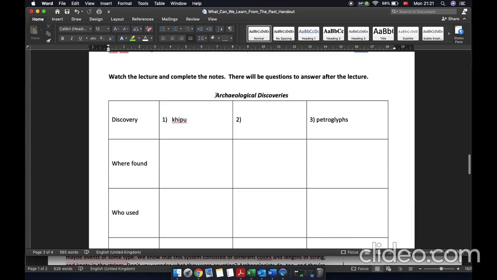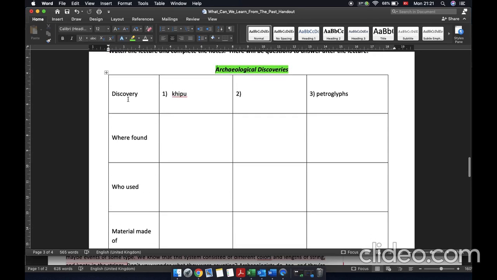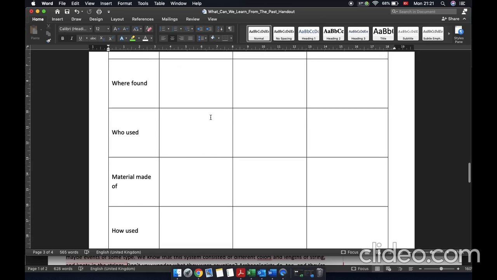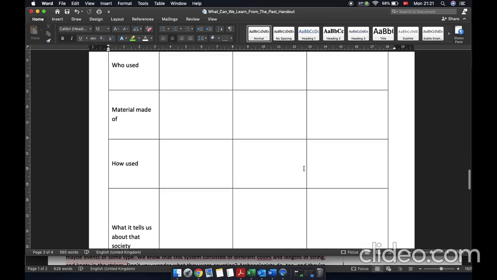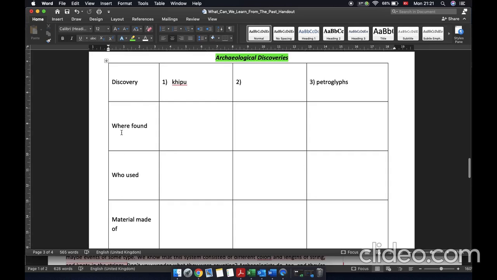the title is Archaeological Discoveries. So we understand that the lecture is about some archaeological discoveries. And here in the first row, you see the discovery. So the first is Khipu, the third is petroglyphs, and we don't know the second, it is not written here, so you need to note down this. And for these 3 archaeological discoveries, you need to complete this form answering these questions here.